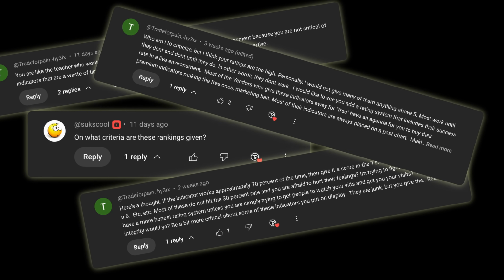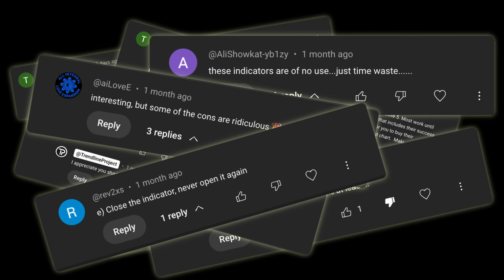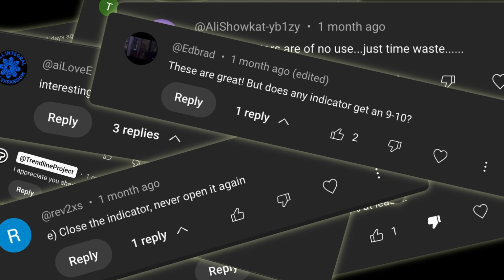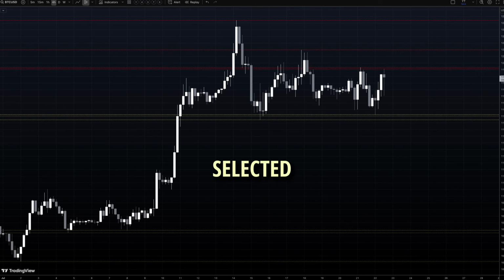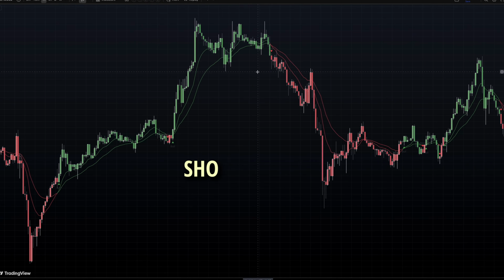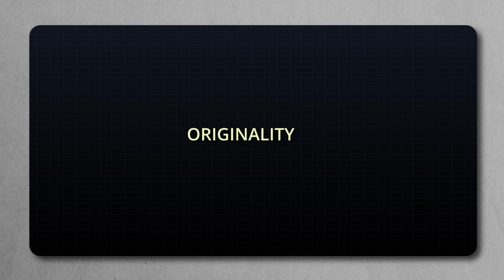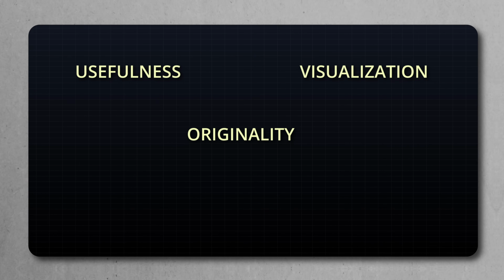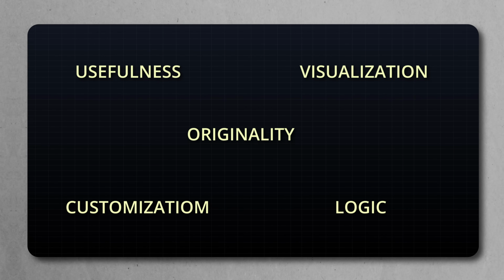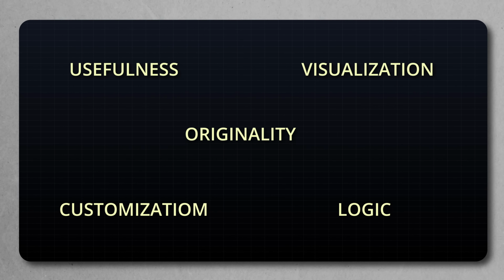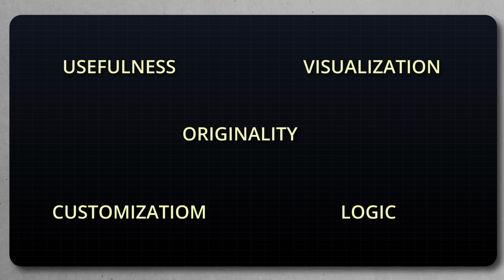Some viewers asked for more detailed critical analysis in our indicator reviews. Today we're delivering exactly that. We've selected deliberately diverse indicators to showcase our comprehensive evaluation process, using 5 consistent criteria: originality, usefulness, visualization, customization, and logic. Some criteria may outweigh others depending on the indicator's design and purpose.